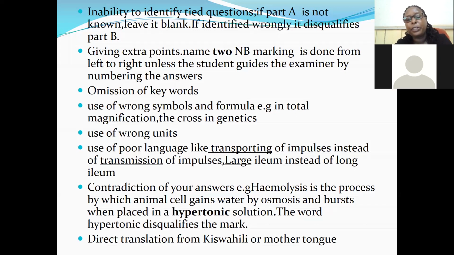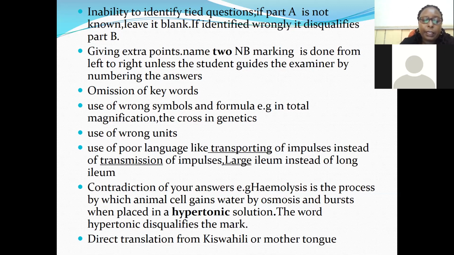The first bit of the answer is quite correct, but then the learner ends up by saying when placed in a hypertonic solution. That has contradicted the whole answer. Instead of hypotonic, the learner is now talking of a hypertonic solution. So in such a case, the word hypertonic is going to disqualify the mark. However, the first part was correct, yet the student loses out on that.